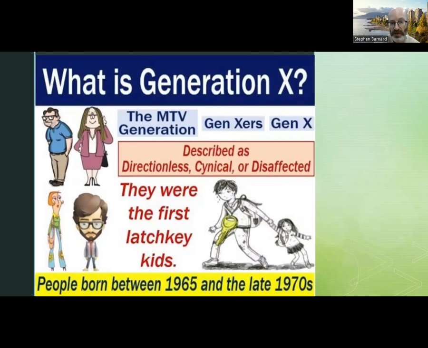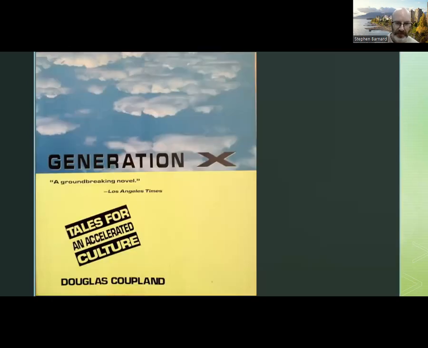This refers to people born between 1965 and the late 1970s, and that means that your humble professor, me, I was born in 1975. I'm in the second half of that generation. In case you're wondering where the term Generation X came from, as far as I know, it comes from the novel Generation X, Tales for an Accelerated Culture, which was written by Douglas Coupland, who was born and resides in my hometown of beautiful Vancouver, British Columbia.